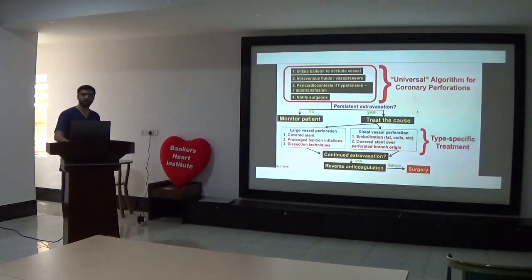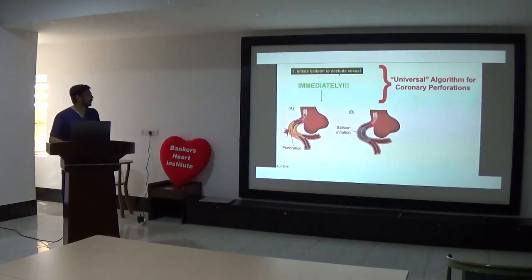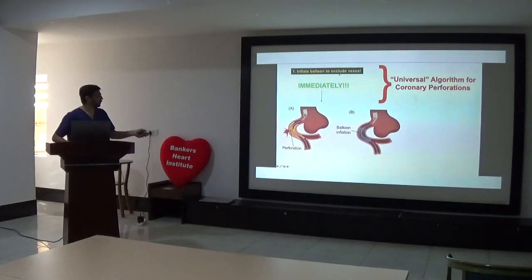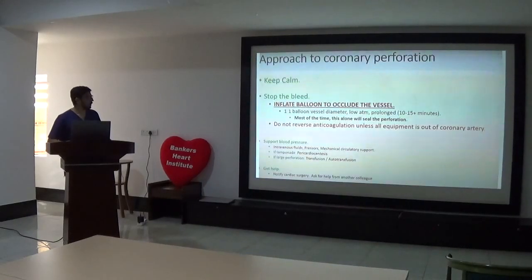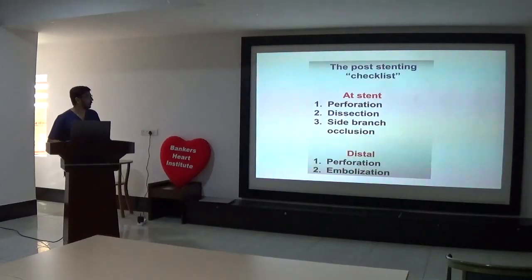Firstly, what do we do if after the procedure has been completed we find that a perforation is there, either type 1, 2 or 3? First and foremost step is to inflate the balloon at the site of perforation or proximal to the perforation, to occlude the vessel. We insert the balloon over the guide wire and inflate it for at least 15 to 20 minutes. This has to be repeated 2 to 3 times, and if the perforation seals itself, then leave it and watch for tamponade.